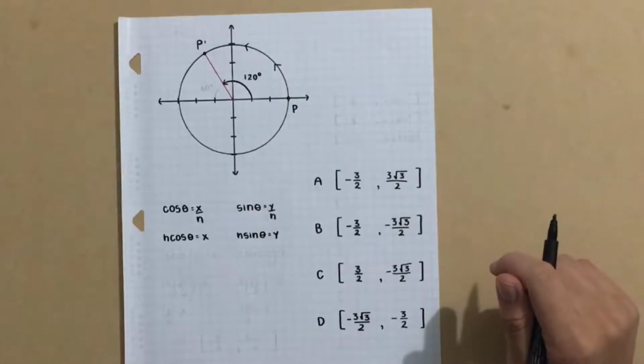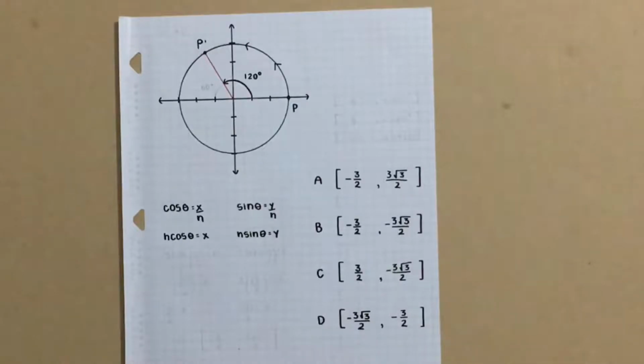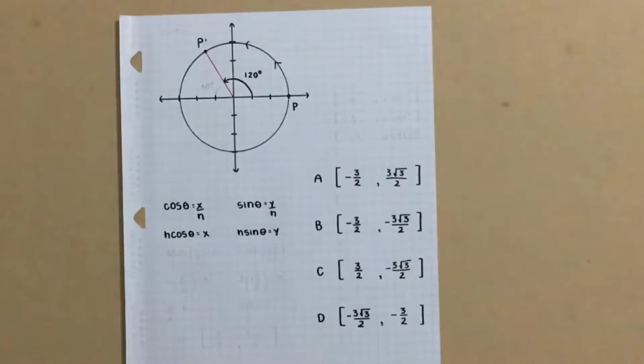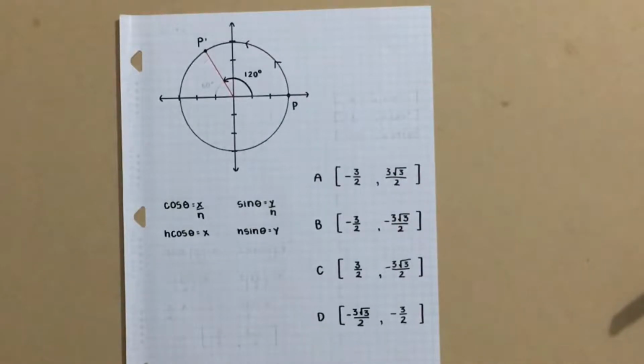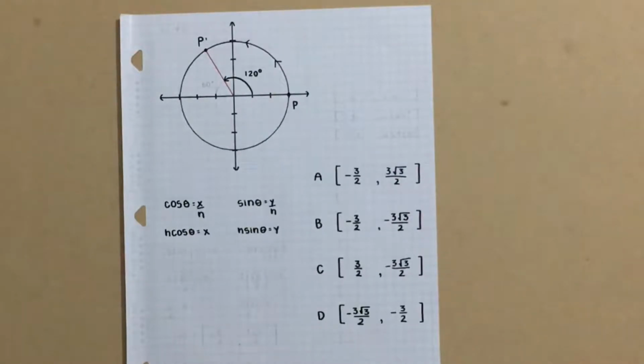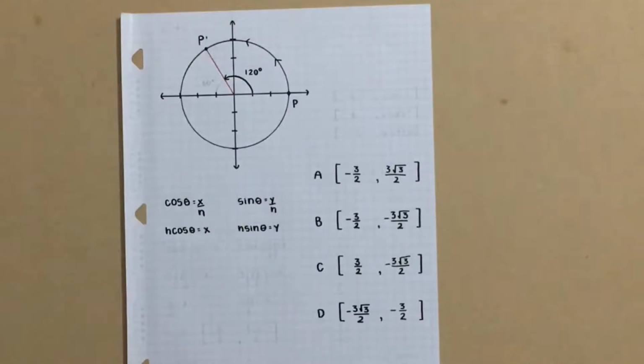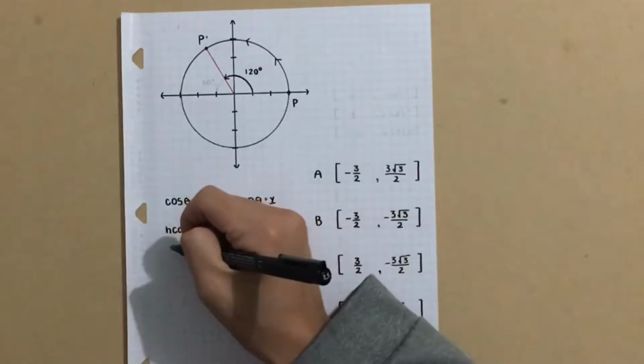Once we have isolated the x and y values, we have to determine the values of the hypotenuse and the angle. We are told that the diameter of the circle is 6 meters long, which means that the radius is 3 meters long. We can use the radius since it is also the hypotenuse of the x and y components of P'.